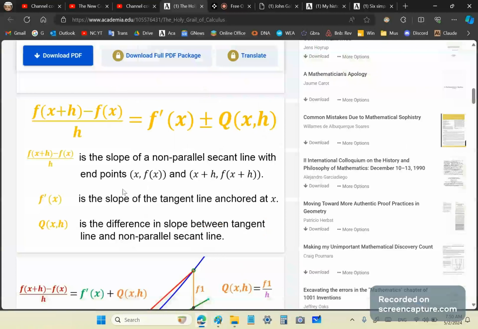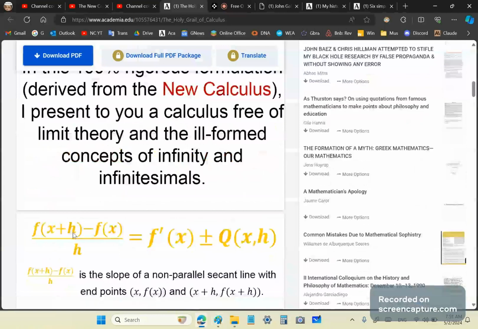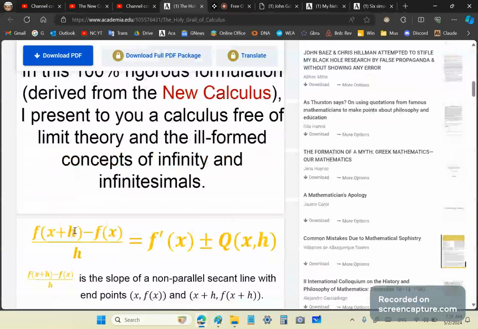So that's the Holy Grail, and that's how you can understand the Holy Grail of calculus. And then, of course, once you've understood this, you can progress onto the real calculus, which is the new calculus, which is 100% rigorous. That's a lot more advanced than this, but it's still doable. It's still high school mathematics. You just have to persist. There is no limit theory, infinity, or infinitesimal in sound mathematics.